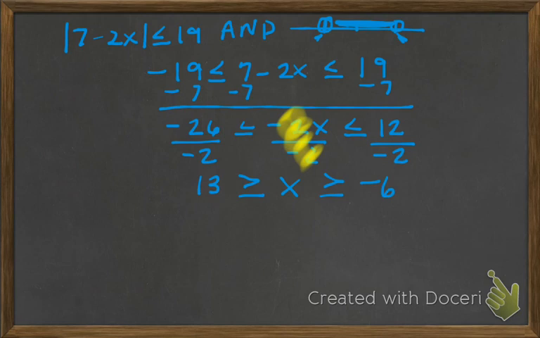Now, if we wanted to sketch our answer on a number line, it says that x is between 13 and negative 6. If this is 0, if this is negative 6, and if this is 13, it does include these 2 values because it is greater than or equal to or less than or equal to, and it is all the values in between.